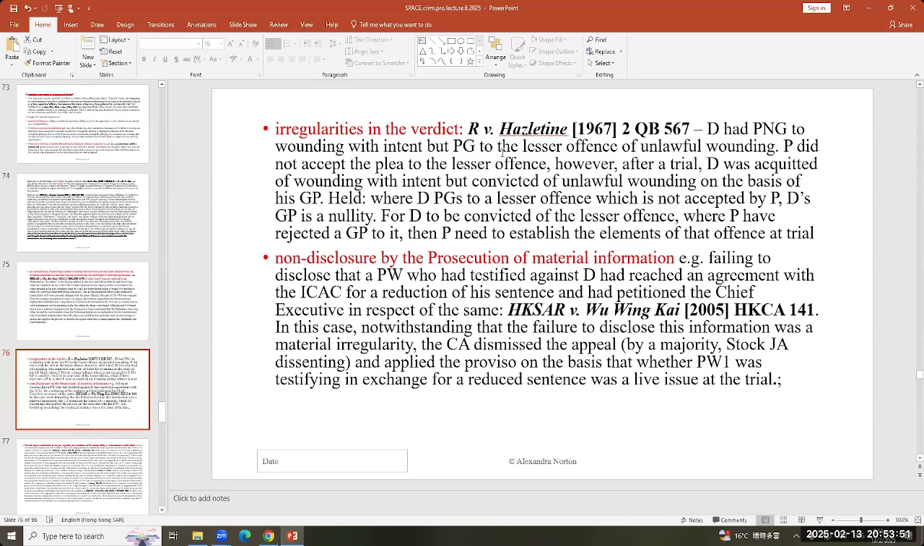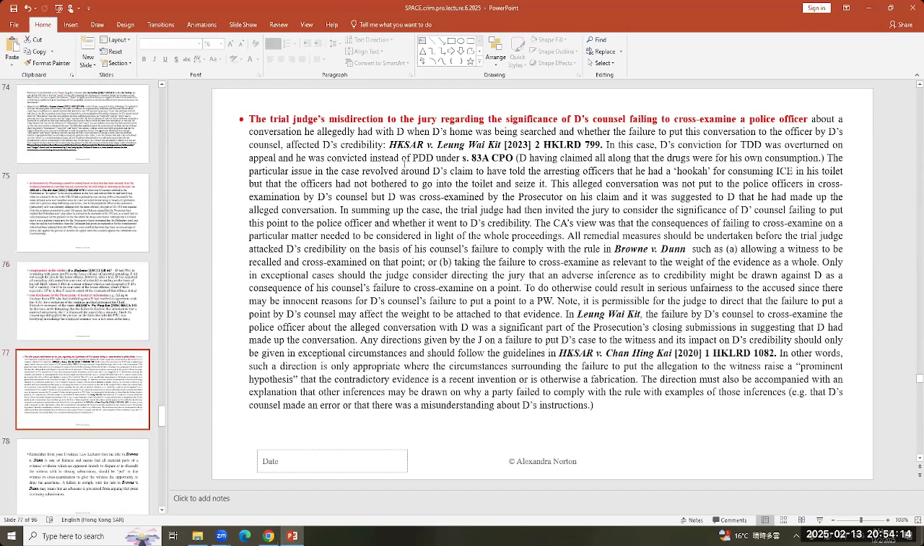And remember, if he pleads guilty to a lesser offense and the prosecution don't accept it, that guilty plea to the lesser offense is a nullity. It cannot be used to convict him. He can only be convicted of the lesser offense based on the evidence produced at trial. But where the prosecution failed to disclose material information, this is a good ground of appeal as being a material irregularity. Or misdirecting the jury.